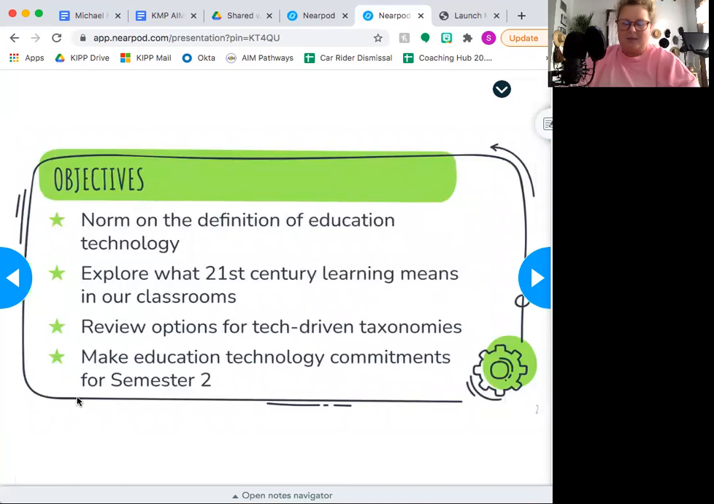By the end of today, we will have normed on the definition of education technology, explored what 21st century learning means in our classrooms, reviewed options for tech-driven taxonomies, and made education technology commitments for semester two.